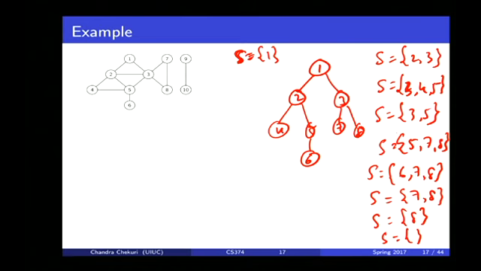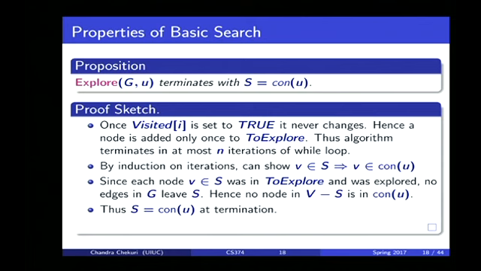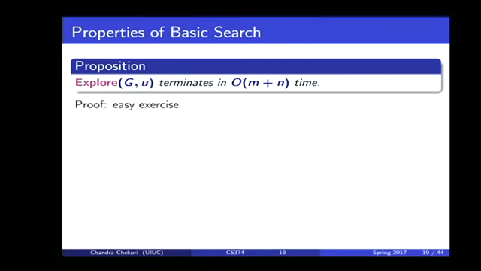Okay, it obviously creates a search tree. And to find all the connected components, what would you do? So this is basic search. I'm not using any data structure other than a list. I'm maintaining S in a simple list. And you can easily show that, when you finish this algorithm, you get the connected component of U, the set of all vertices reachable from U. It takes M plus N time.